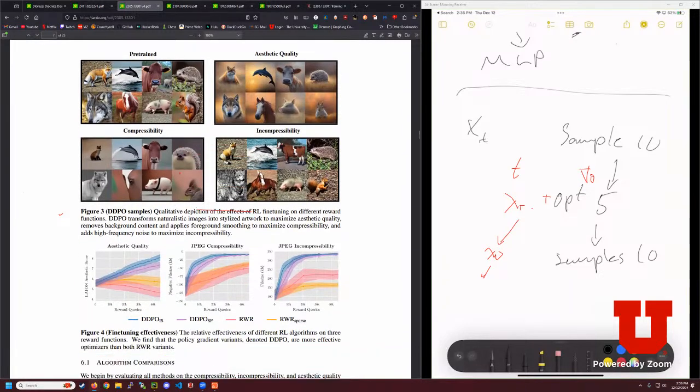Yeah, I mean they're basically taking these pre-trained images and trying to form them into a compressed image, or something incompressible, or something that has a higher quality. They're basically just trying to quickly alter a pre-trained transformer to have some sort of different quality. Okay.